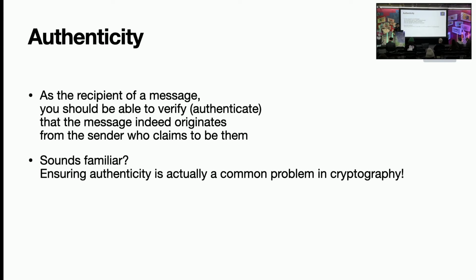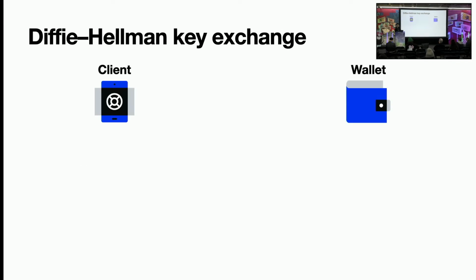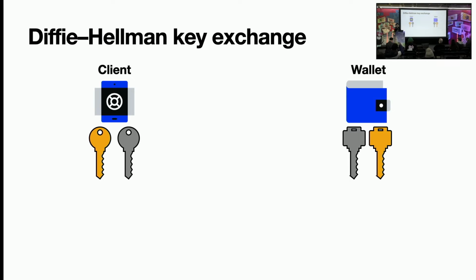Well, this problem sounds quite familiar to all you crypto folks. It's a well-known problem in cryptography. You may just use a message signature, or in MWP we use something called Diffie-Hellman key exchange. It might sound a bit overkill, but first let me try to explain it in 10 seconds. Each peer generates key pairs. By the way, the keys I'm talking about here have nothing to do with your Ethereum account. They're just pure generic cryptographic keys.